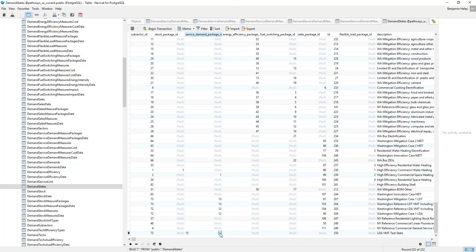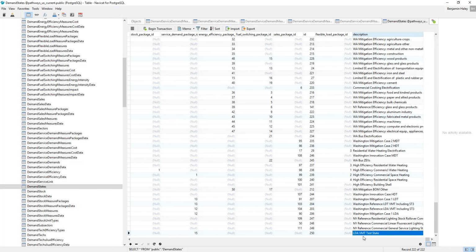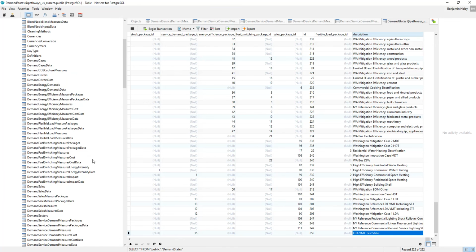And so what this means is the package that's operating is a baseline projection of light duty autos, except we are altering the trajectory of the VMTs using this package, number 15. The description I'm using is LDA VMT test state. So now that we have a state, we actually have to load that into a case. This all seems like a lot of work when you only have one measure, but when you end up with aggregates of measures and aggregates of packages, the structure tends to save a lot of time.